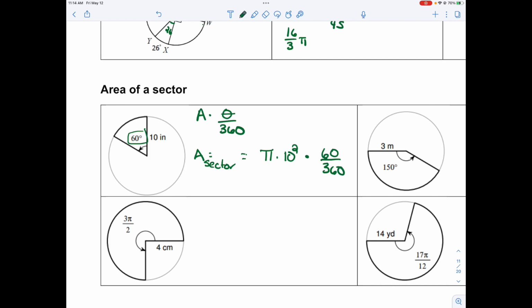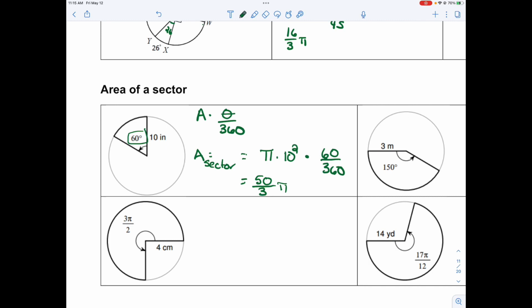So we would have 10 squared is 100 times 60 divided by 360. And if I write that as a fraction, I get 50 over 3 pi. Okay, so what I did was in my calculator, I didn't put the pi in. I did 10 squared times 60 over 360, sorry, and I got 50 pi over 3.